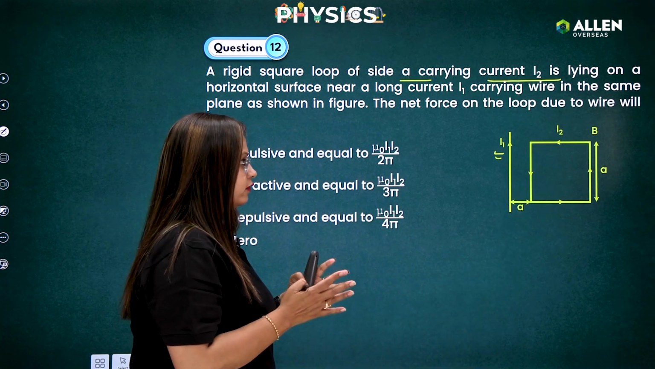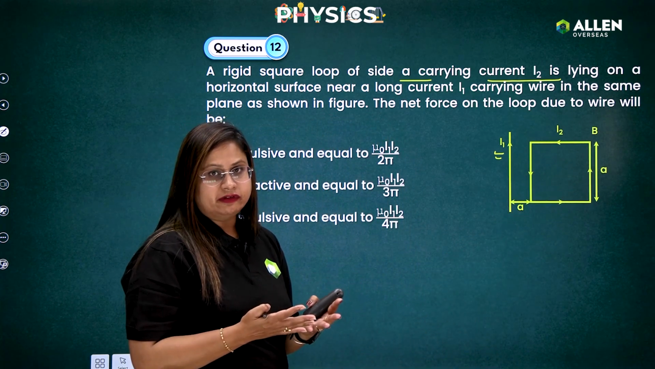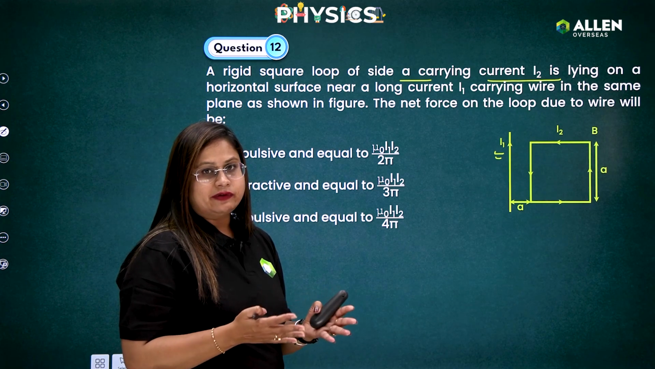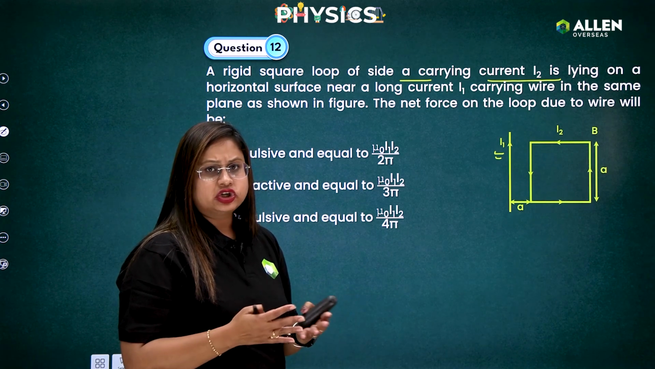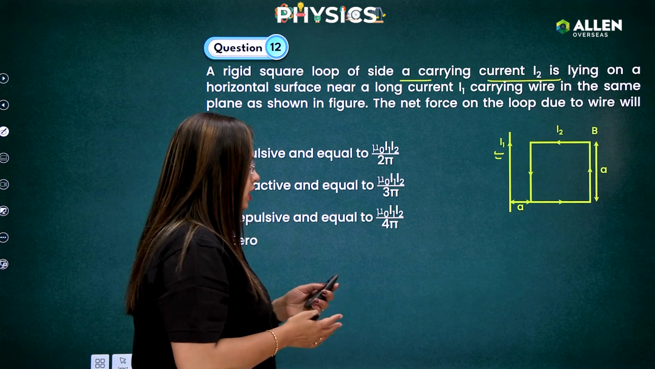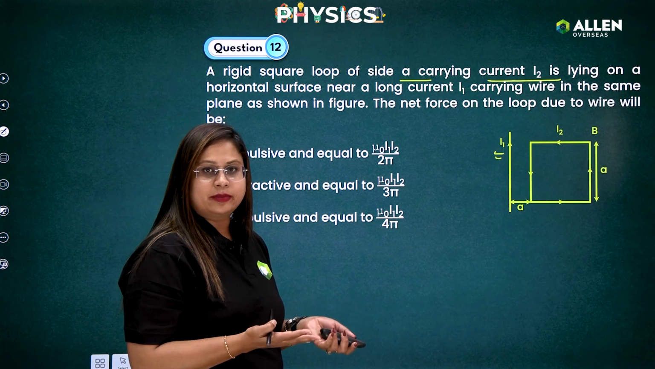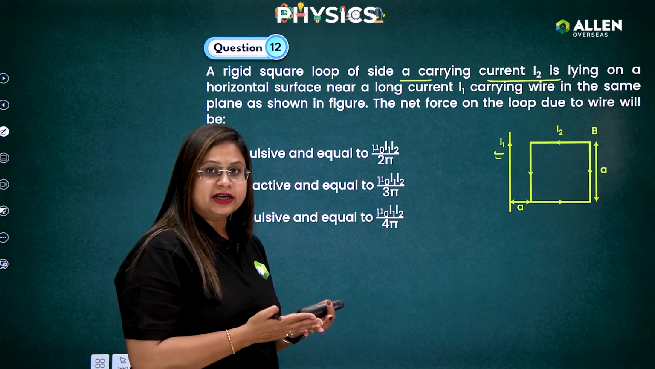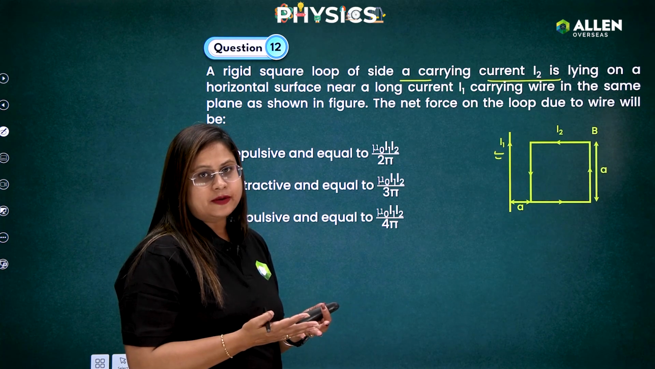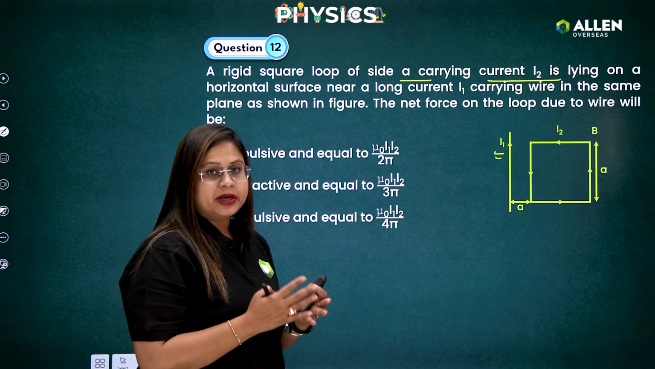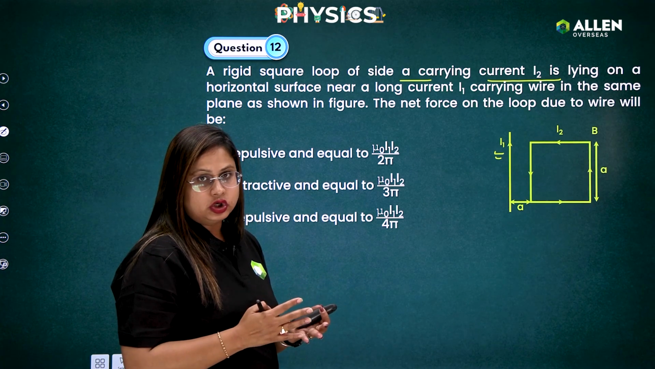Because both of them are going to create magnetic field on each other, there might be some attraction or repulsion. So we have to check whether it is going to be an attractive force or repulsive force, and if it is attraction or repulsion, then how much is the net force exerted by this wire on the loop.